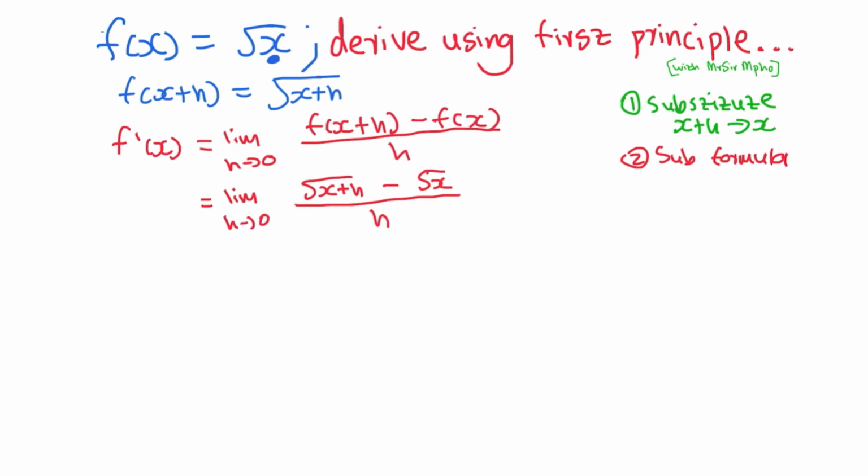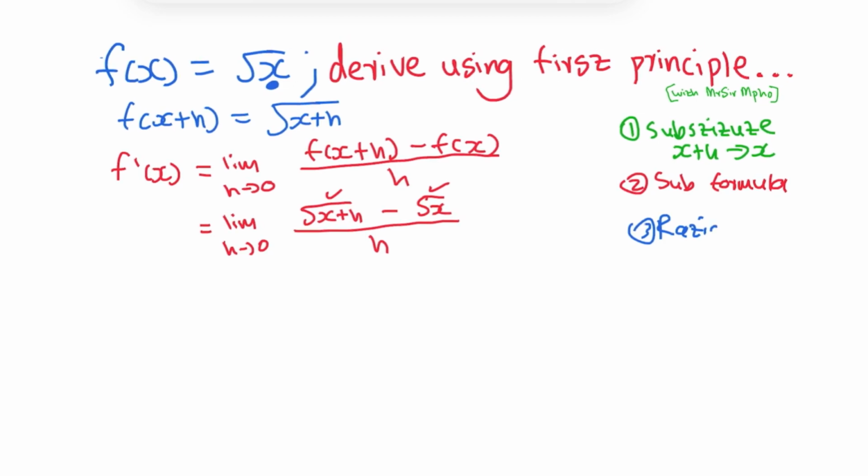Now with this, it gets interesting because you can never cancel square root of x with square root of x plus h. I don't know if I make sense, right? So what do I do here? That's what makes this a bit challenging for a lot of people. What is it? Rationalization. So the third step will be to rationalize.